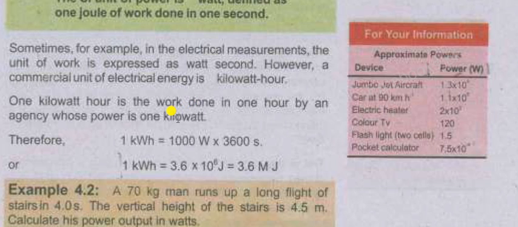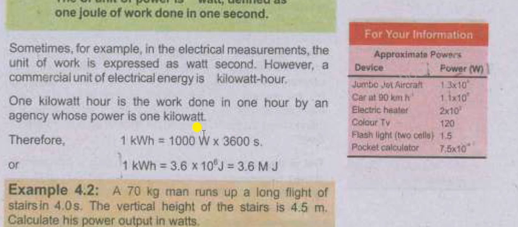So mathematically 1 kilowatt hour is equal to kilo mean 1000 watt, and 1 hour, in 1 hour there are 3600 seconds. So this is equal to 1 kilowatt an hour.